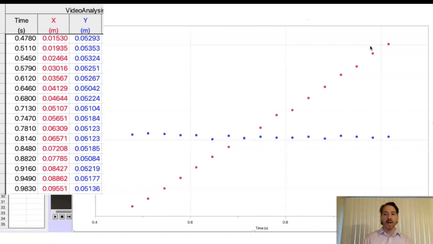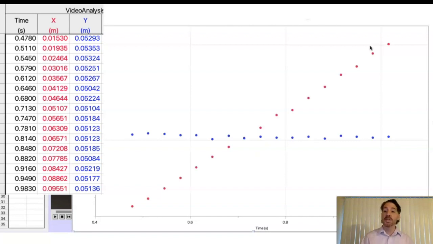Notice that on the graph here I have a series of blue dots and a series of red dots. That's because every point on the video screen had both an X location and a Y location. My screen has these two dimensions, and they've all been marked in my data table, an X and a Y location.